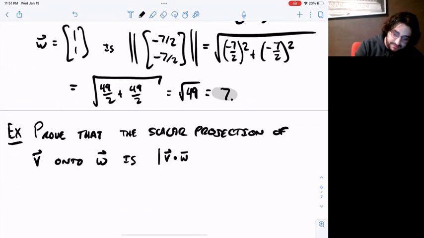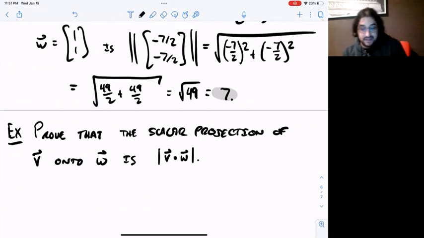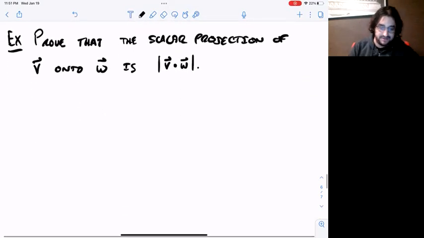This would be kind of cool. Prove that the scalar projection of v onto w is the absolute value of v dot w, divided by the magnitude of w. Right? Nice interpretation of the dot product. It tells you how long the projection of V onto W is. This would be pretty cool. So let's try this here.